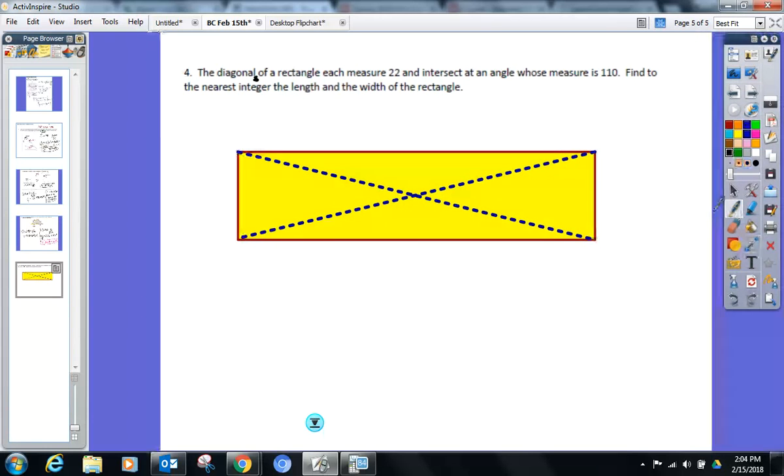All right. And they intersect each other at an angle whose measure is 110. So the diagonals intersect at an angle of 110. You could put it either place here, but I'm going to put it where it looks obtuse. So 110. Find the length and the width. Woo-hoo, here we go. So I've got to find that side, and I've got to find that side.